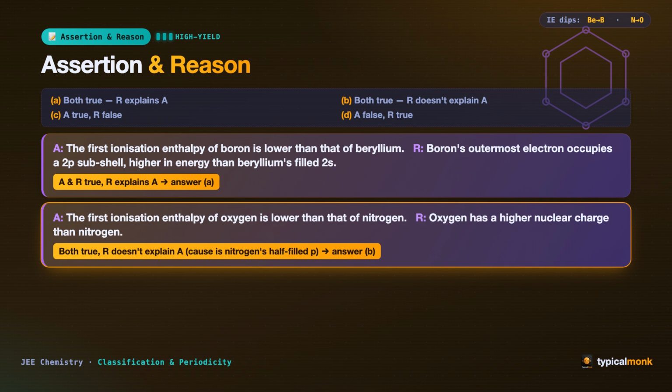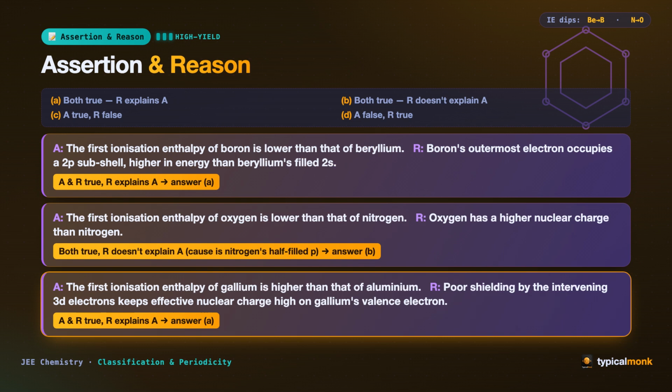Second one, assertion. The first ionization enthalpy of oxygen is lower than that of nitrogen. Reason, oxygen has a higher nuclear charge than nitrogen. Both statements are true, no doubt. But pause, does a higher nuclear charge explain a lower ionization enthalpy? No, that would predict the opposite. The real cause is nitrogen's half-filled stability, not oxygen's nuclear charge. Both true, but the reason does not explain the assertion. Option B. This is the trap that catches John every single time.